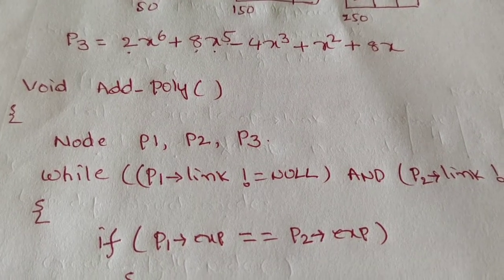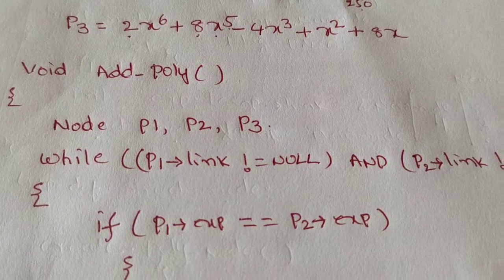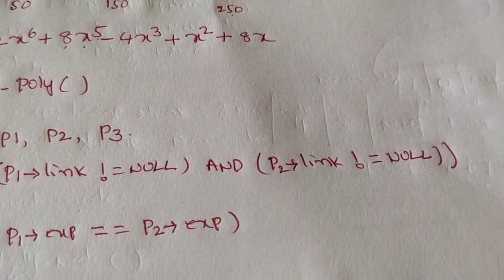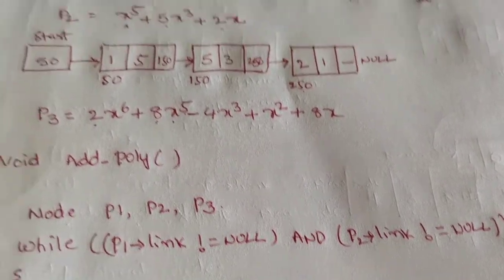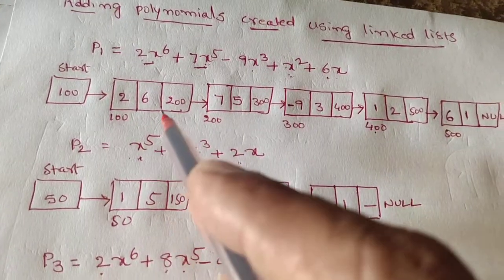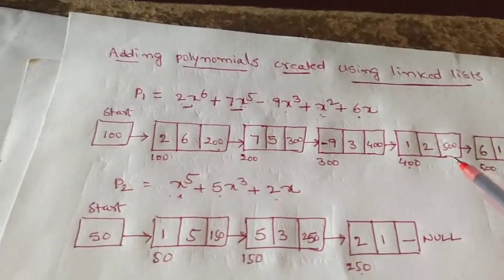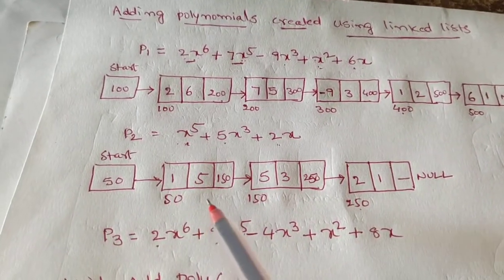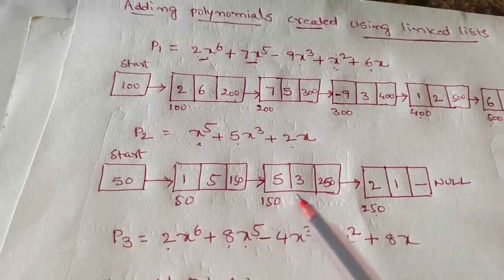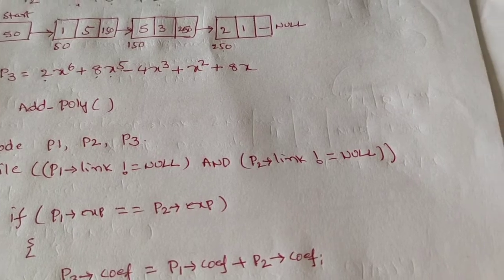So for that reason, I write a while loop, P1 link not equal to null and P2 link not equal to null. Right? That means P1 moves forward, that means transfers from the first node to the last node. In the same way, P2 is also traversing from the first node to the last node. So I write P1 link not null and P2 link not null.